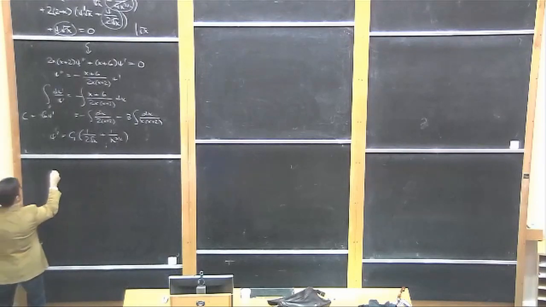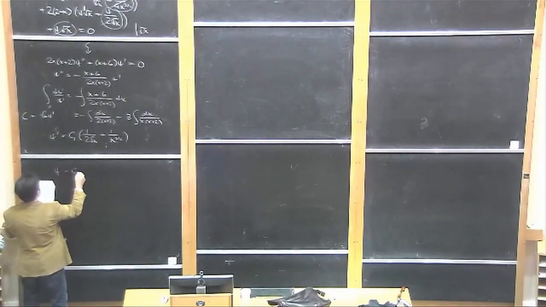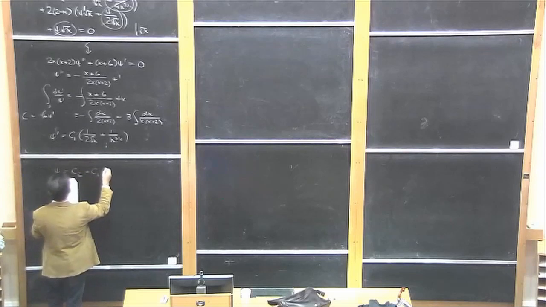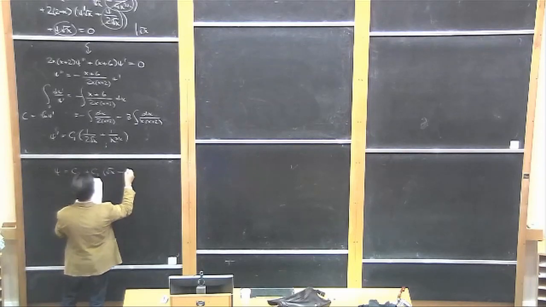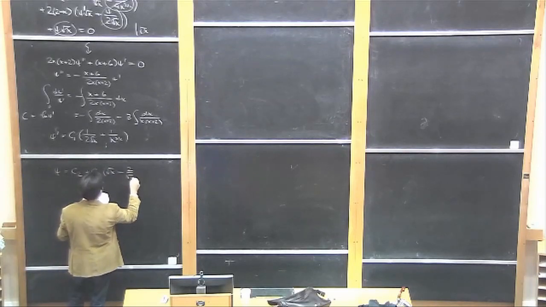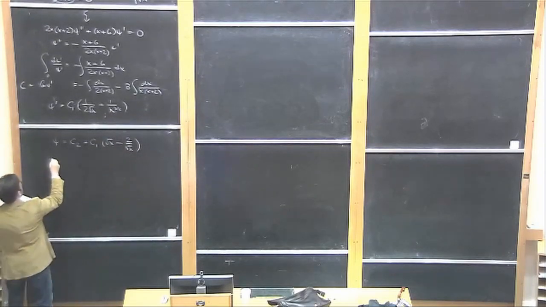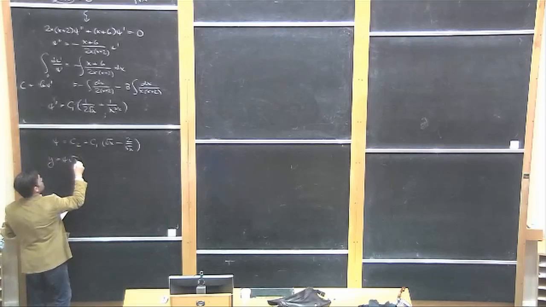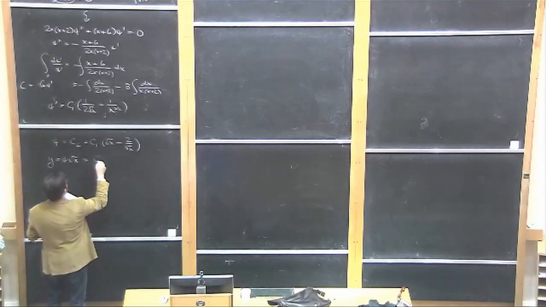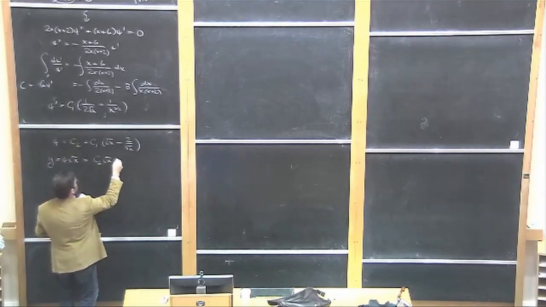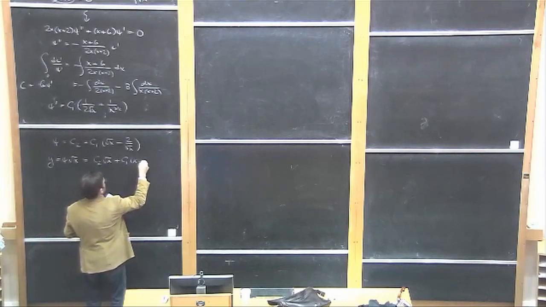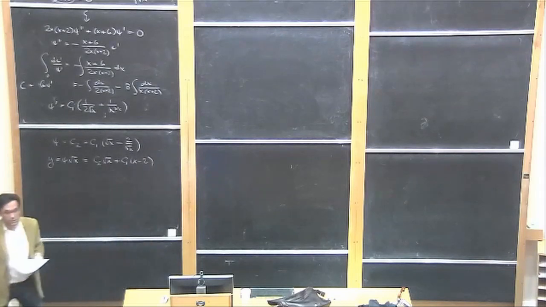Then you integrate that, and that gives you c2 plus c1 times (square root of x minus 2) over square root of x. Then you remember that y was psi times square root of x, and that gives you c2 square root of x plus c1 (x minus 2). And that's your general solution. Okay?